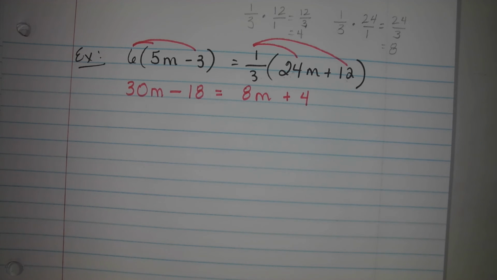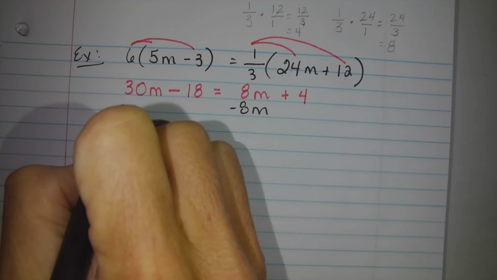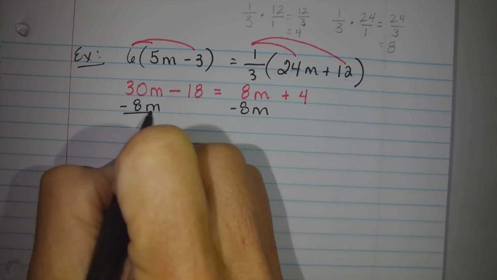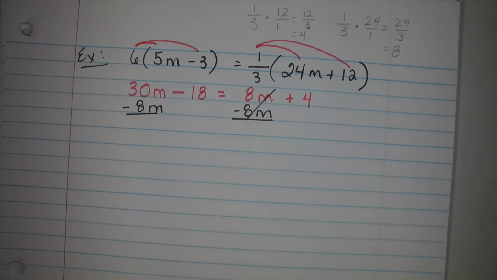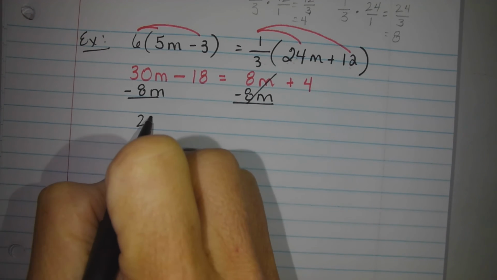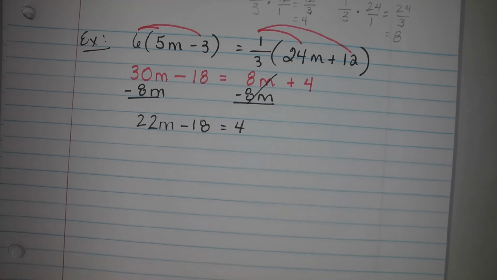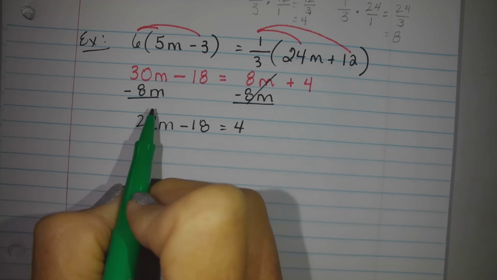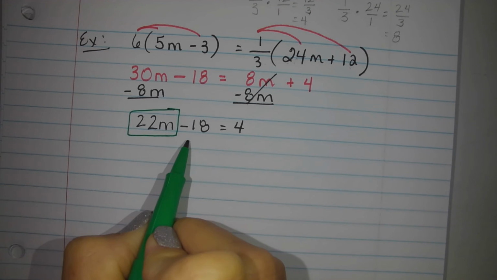All right, let's see. Hannah, you got it? Okay, what is your first step? Subtract 8m from both sides. All right, Hannah, what cancels that? Okay, tell me what to bring down. The 22m minus 18 equals 4. Okay, so this is where you can square. I'm done with the variables, right? You're done. So what do I have to move?